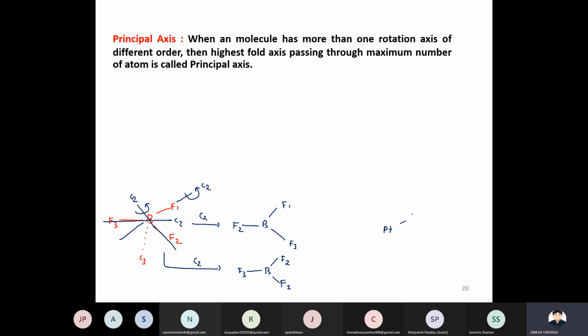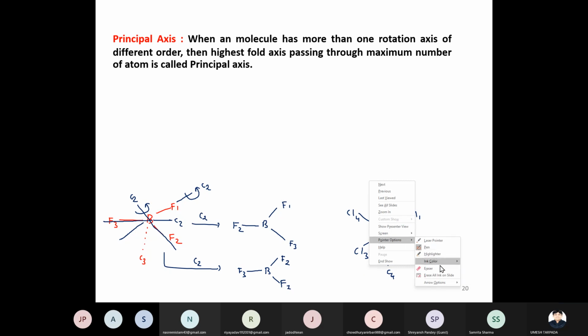See, in this PtCl4, which one is the C2 axis? Sorry, which one is the highest fold axis? What is the axis called which is passing through platinum? C4. C4, good. The axis that passes through platinum is C4. Apart from this C4, how many other C2 are there? There are 4 C2.